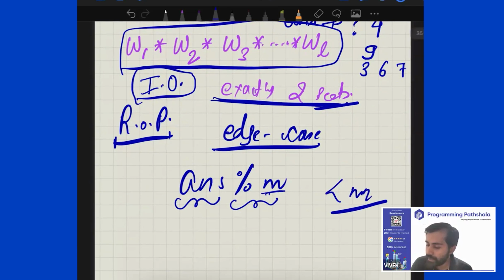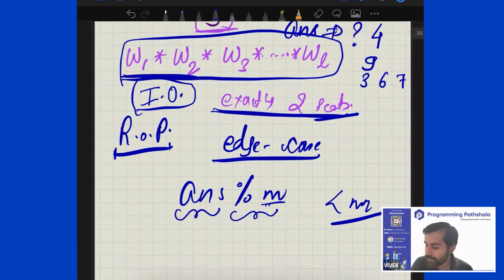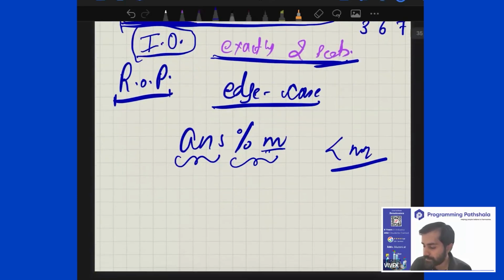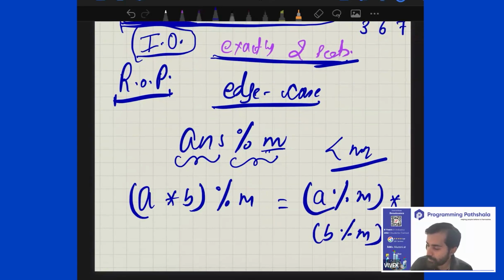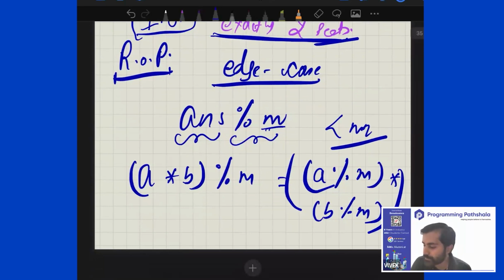Now, while you are taking the product of numbers and you want to take a mod, you have to apply modular arithmetic. The basic idea of modular arithmetic is that if you want a into b mod m, this is calculated in this manner: a mod m into b mod m, whole mod m. For now, just remember this formula. You have to take one final mod with m also. That is the idea, because that is what you're supposed to return, right?